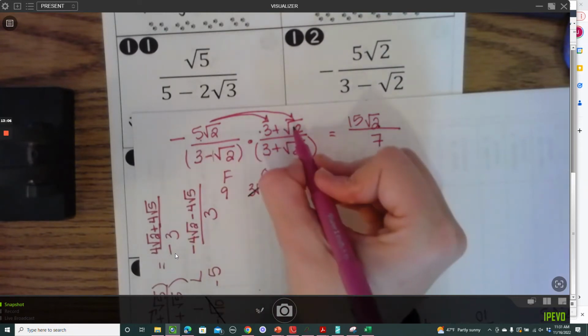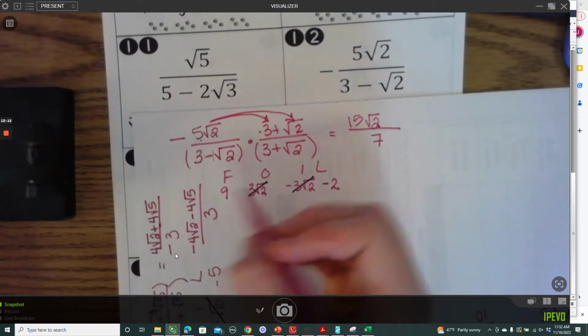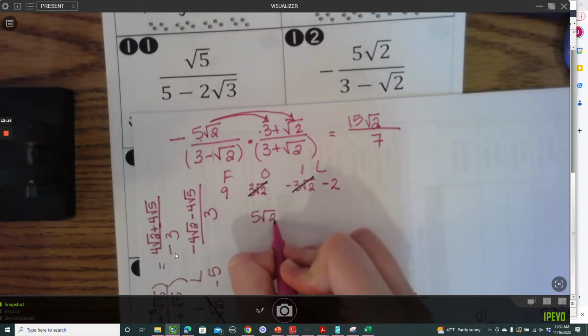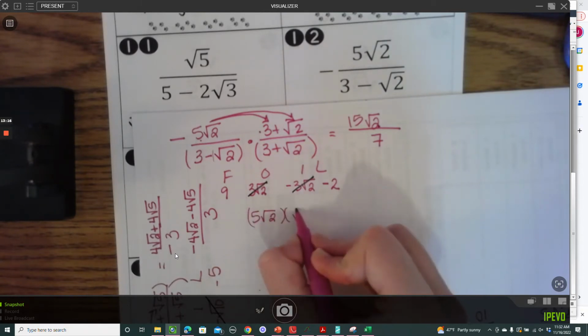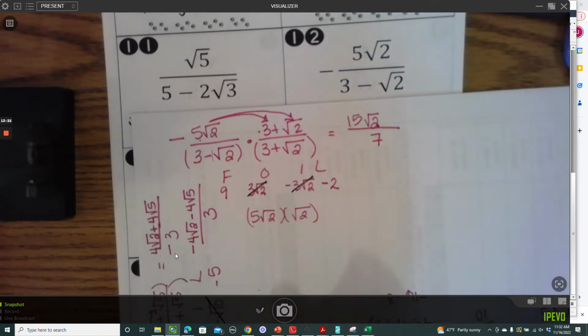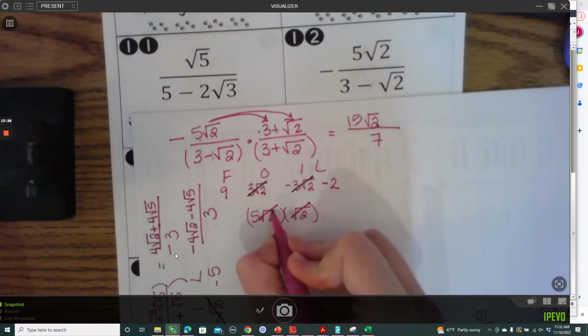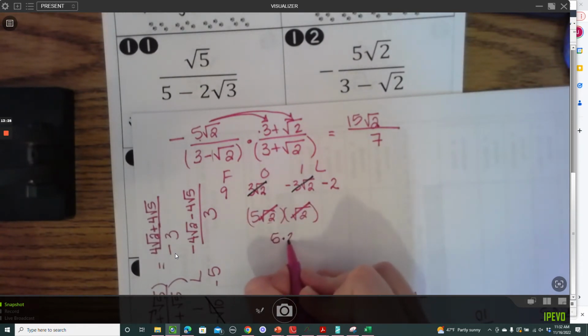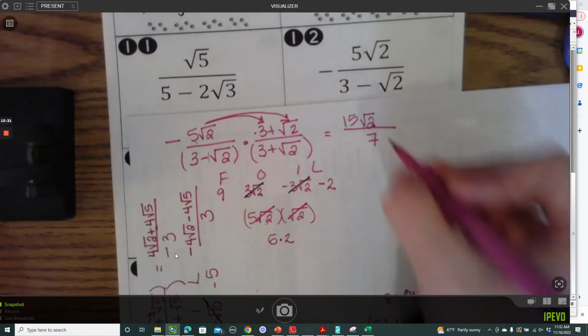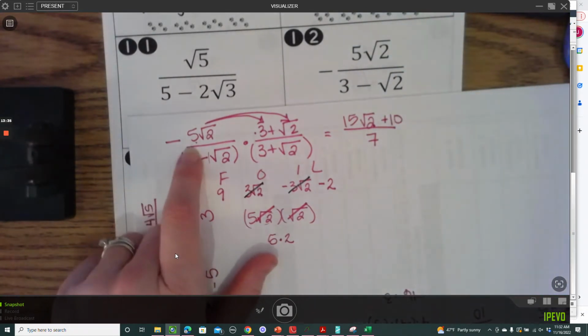5 square root of 2 times square root of 2. What happens there? 5 times the square root of 2 times the square root of 2. What happens when I multiply those? I take out the square root and I just keep one of the 2's, right? So it turns into 5 times 2. So just 10. All right, and then we've got this negative to deal with, right?